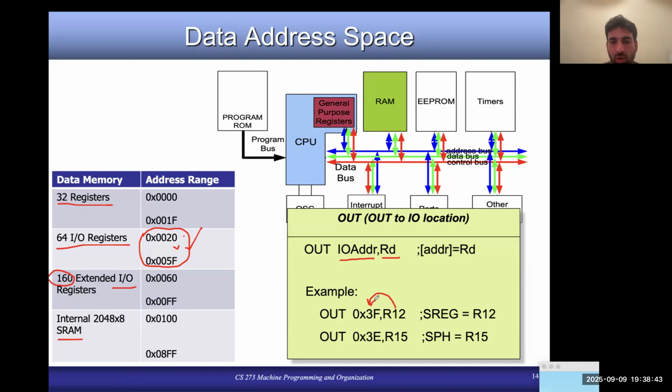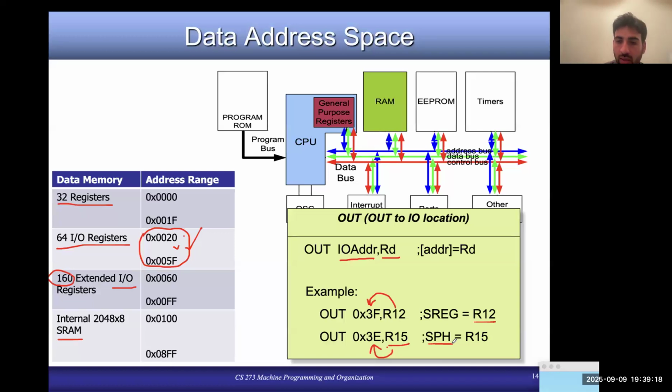But when we look at that memory location, actually it is a pointer, or it is pointing to the special purpose status register. So whatever value you have in R12, it will be stored in that memory location, which is for the status register. Again, same thing here when you say out 0x3e, R15. You are saying put the value of register R15 in the memory location having an address of 0x3e, which is basically the address of the SPH register, used for serial communication.